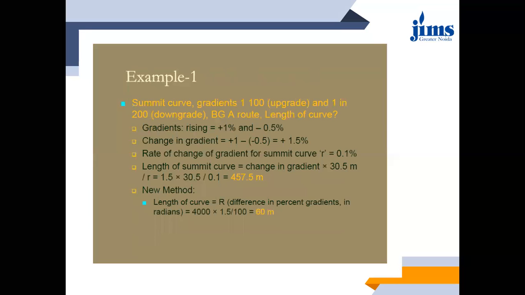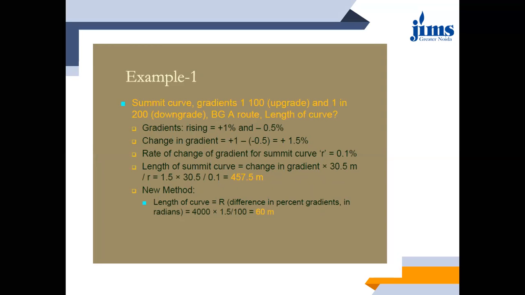Gradients in percentage, what are the values of GI and GJ? The first gradient is a rising gradient, plus 1%. The downgrade, the descending gradient, is minus 0.5%. So what is the change in gradient? Plus 1 minus minus 0.5, that is 1.5%, positive. A positive change in gradient means it will be a summit curve. Now the rate of change of gradient for a summit curve is taken as 0.1%.